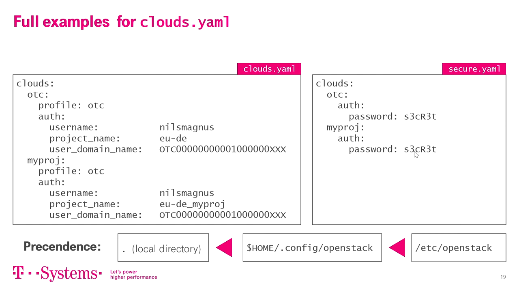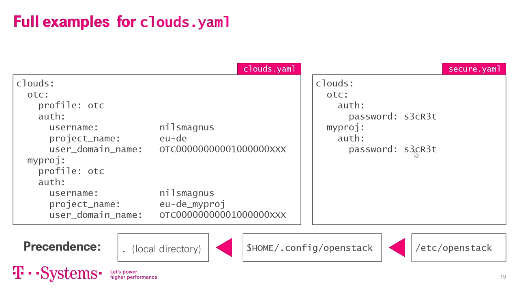Here I have a full example for a clouds.yaml file. On the left-hand side, there is the actual file. And you see, I have created two instances. The first instance is called OTC, and the second is called My Project. And those are two different accesses to my cloud, or could be even two different clouds, where I provide username, project name, the domain name, and I also provide here a profile. A profile is a preset of exactly those configuration options, which is stored in a file called vendor.json.